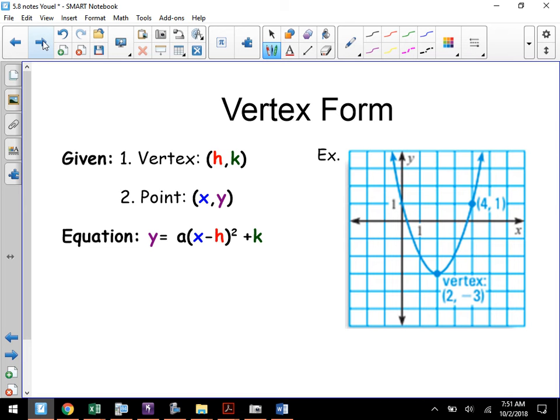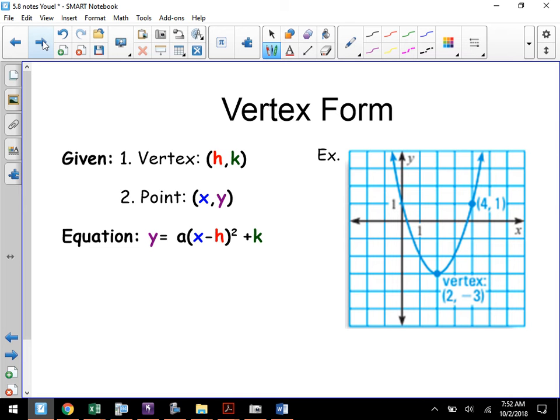And then we can do this one. It gives you a vertex of (2, -3), and the point you're given is (4, 1). You want to plug that into the equation. So what is the value for y? What would we look at, the vertex that's given or the point that's given, to get a value of y?